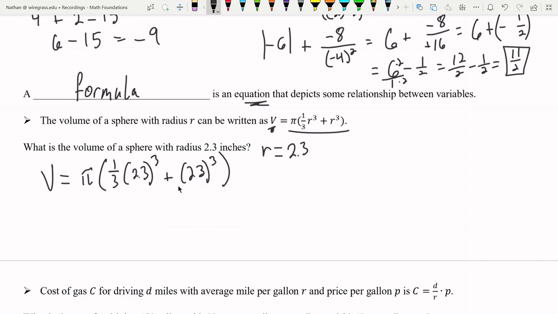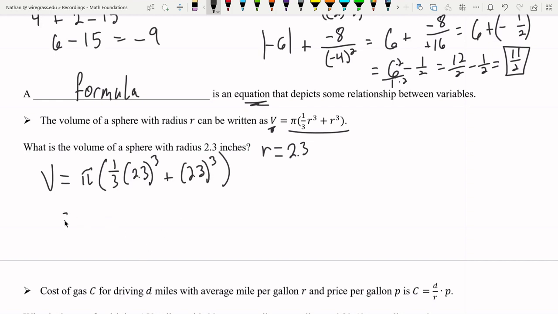Order of operations still applies here. We're going to simplify just this portion here. We're not going to worry about this v equals portion. Just simplify this expression using order of operations. So grouping symbols are always first. We're going to have to do this thing first, right? And inside these parentheses, we need to simplify the exponents first. So 2.3 cubed is going to be the first thing we need to do. Use a calculator for that.